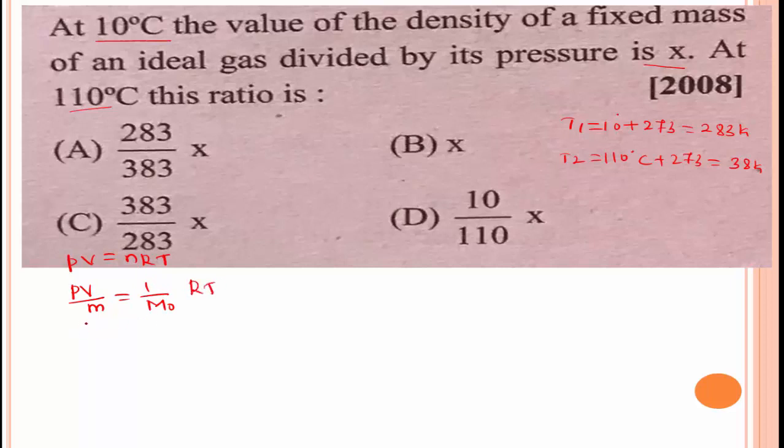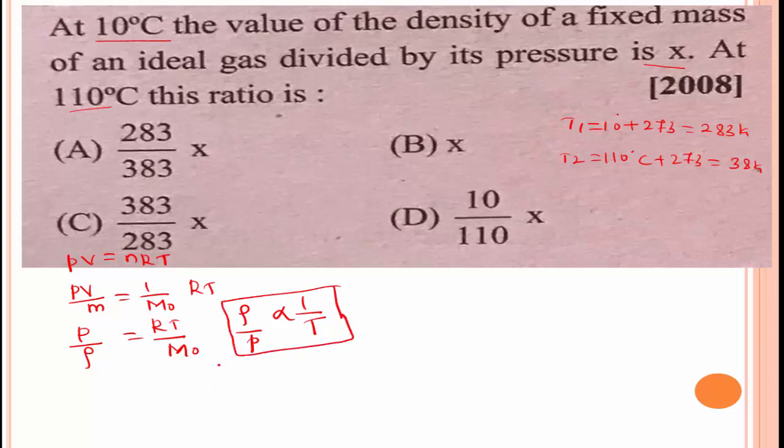Therefore, here the density for a fixed mass of an ideal gas is divided by its pressure. Density means mass per unit volume, but here volume divided by mass, that is 1 divided by rho. It is in the form of P divided by rho. P divided by rho is equal to RT divided by M naught. Therefore, rho divided by P is inversely proportional to 1 divided by T. From this formula, the density is inversely proportional to its temperature.